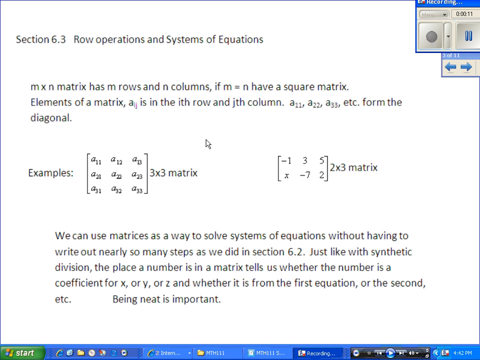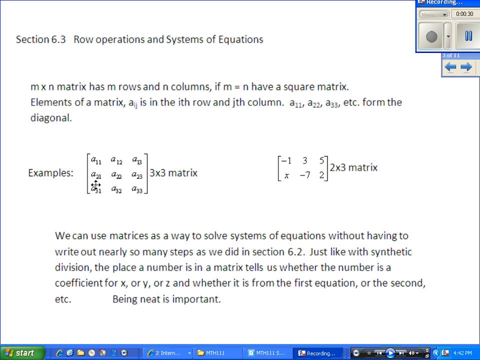So some vocabulary here. An m by n matrix has m rows and n columns. So this matrix has 3 rows and 3 columns, and we call it a square matrix because they match. So it's a 3 by 3 matrix. This one has 2 rows and 3 columns, so we call it a 2 by 3 matrix.